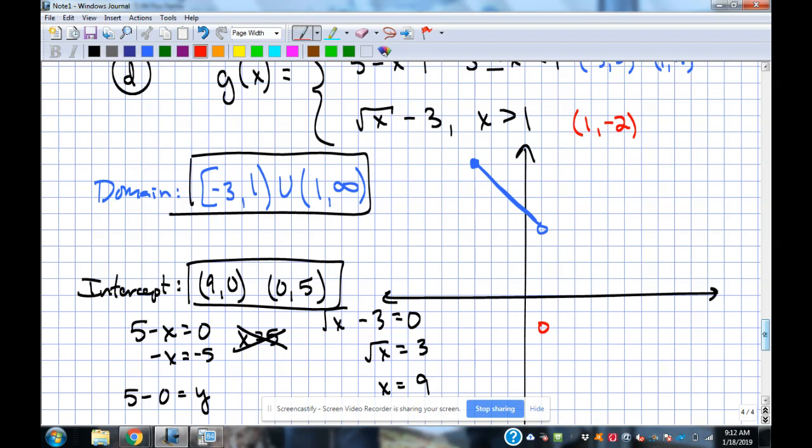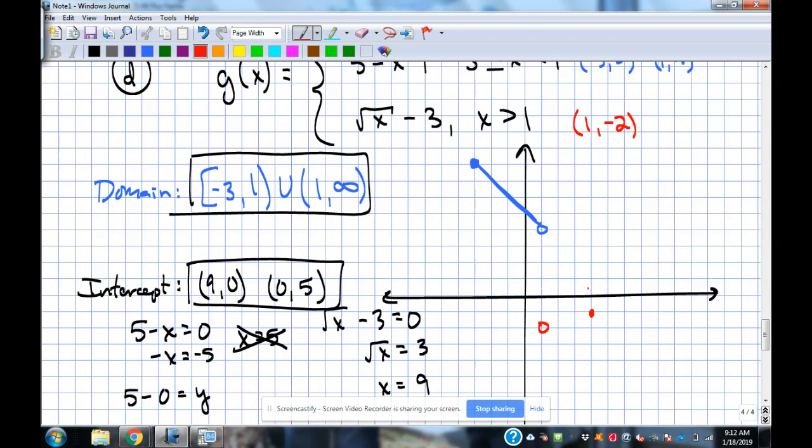So I'm going to pick some x values that are easy to work with. What are easy numbers to take the square root of? 4. What's the square root of 4? 2. 2 minus 3? 1. So, all right, so -1. So go to 4 as the x value. My y value is -1.